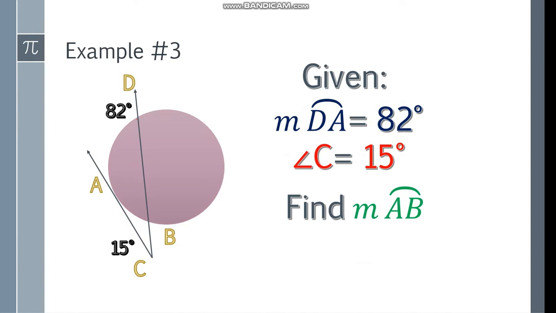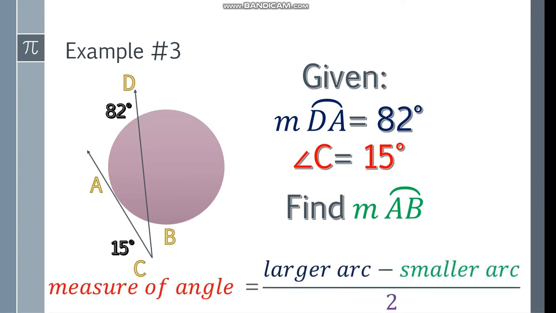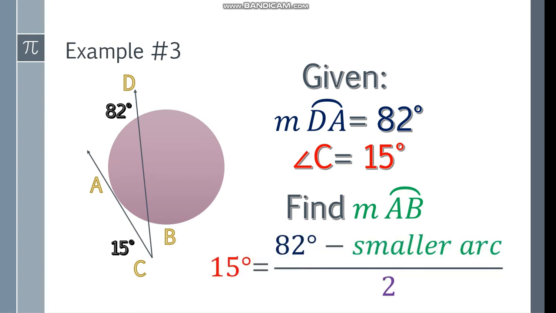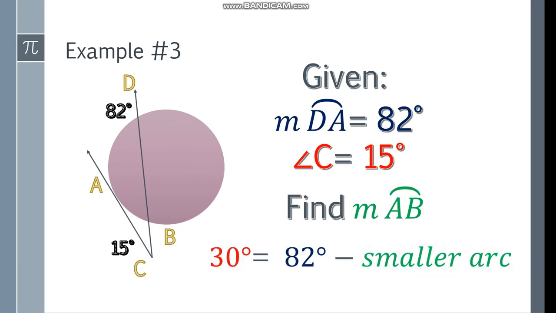Given natin, arc DA, yung larger arc is 82 degrees, at ang angle C natin, that will be 15 degrees. Pinapahanap sa atin yung smaller arc. So, paano natin nahanapin yun? Simple lang naman siya. Ginawa natin sa example number 2, lagay mo yung formula. Substitute natin. So, you have 15 dito, yung external angle, and next, ang larger arc natin, that will be 82 degrees. Ngayon, yung smaller arc, dahil hindi pa natin siya alam, as is lang siya.